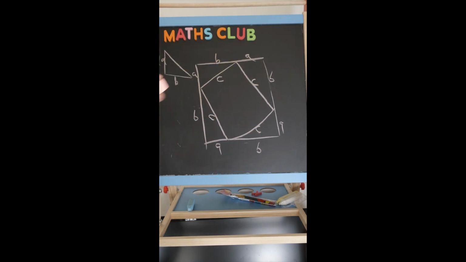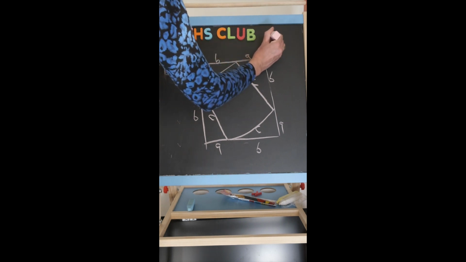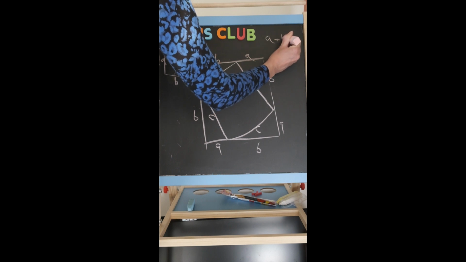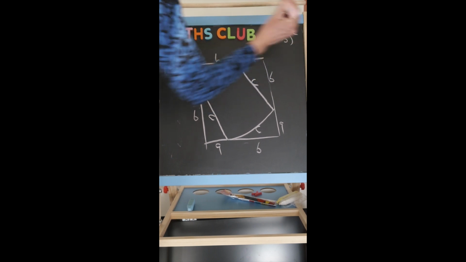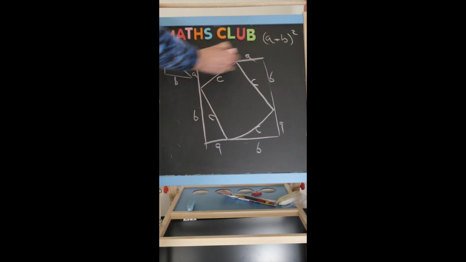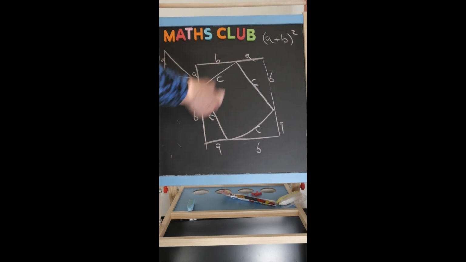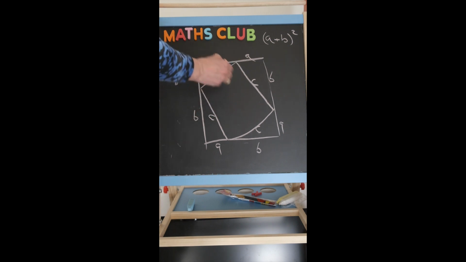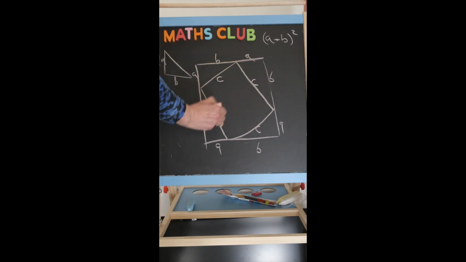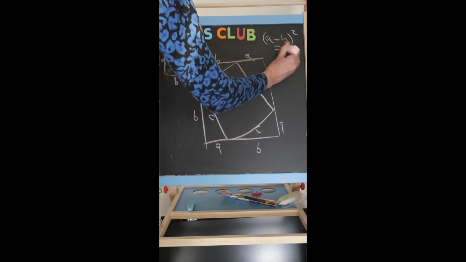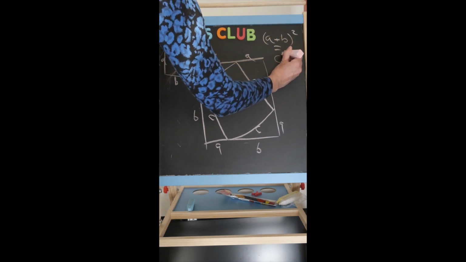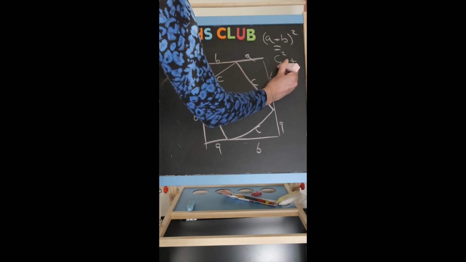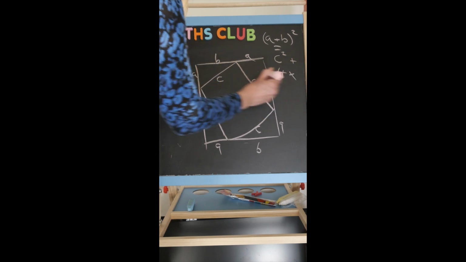So what's the area of the big square? Well, it's A plus B squared, because each of these sides is A plus B. Now we know that A plus B squared is the area of this smaller square plus these four triangles. So we know that A plus B squared equals C squared plus 4 times the area of these triangles.